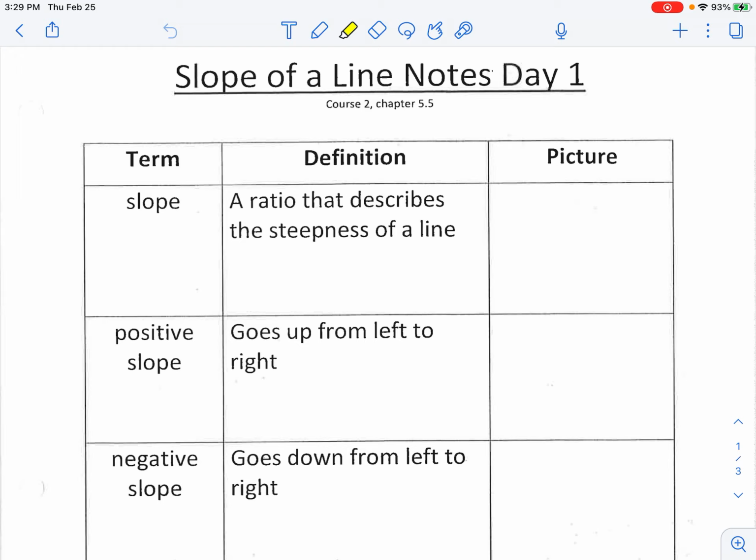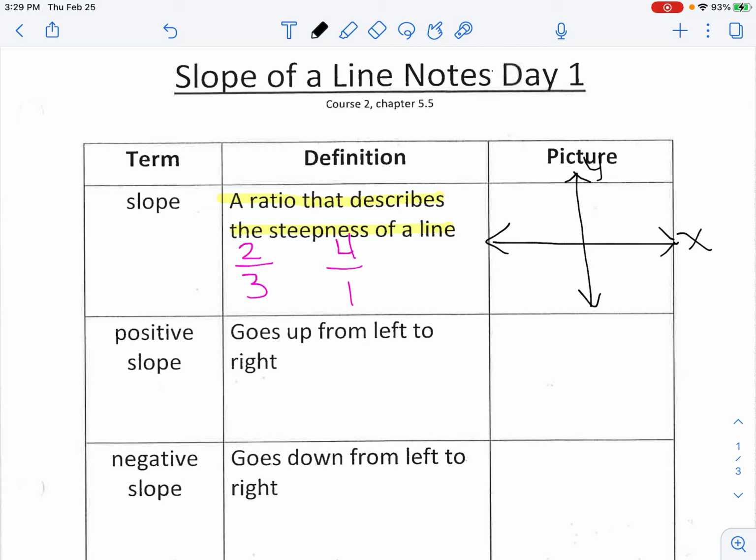All right. So first of all, what is slope? A slope is a ratio that describes the steepness of a line. So remember, when we talk about ratios, we're talking about a number like 2 to 3 or 4 to 1, something that looks like that. All right, so we are going to find our slope on a graph. So as we all know, that is our x-axis, and this is our y-axis.